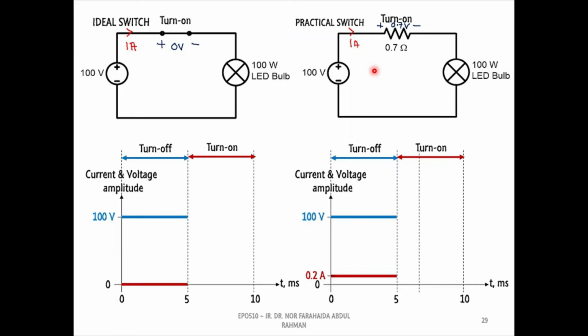Before we sketch the voltage and current waveforms, I need to explain another characteristic of the power switch. It is the switching characteristic that is referring to a condition when the power switch changes from the off state to the on state and vice versa.